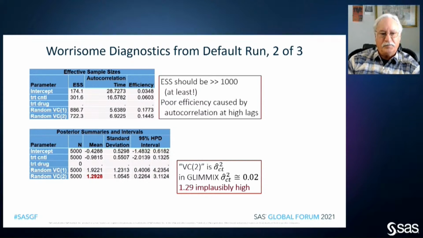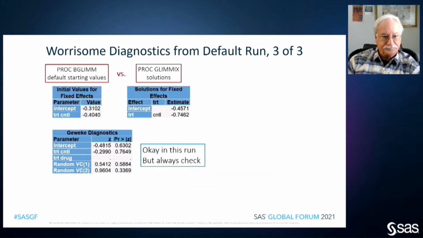The other symptom here is if you look at the posterior summaries, you notice that the mean estimate of what's called VC2, that's the estimate of the clinic treatment variance. In GLIMMIX, that estimate was very low. I think it was around 0.02. 1.29 is just implausibly high, and this is just not a believable estimate. And so if you put that in the context of all the other diagnostics that are not good, this run would not be considered a usable or defendable analysis.